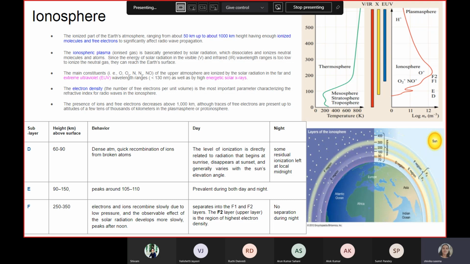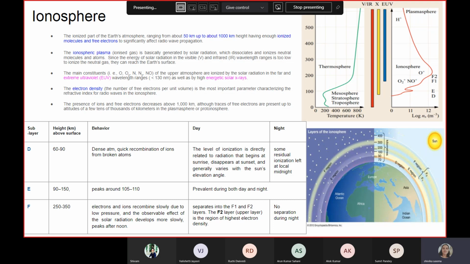It peaks after noon. So during the day two layers are there. During the night there is only one region, F region. There is no separation into two layers. Why is there no separation? Because there is no active ionization taking place during the night. Whatever has happened during the day is still prevalent during the night. I hope this is clear.